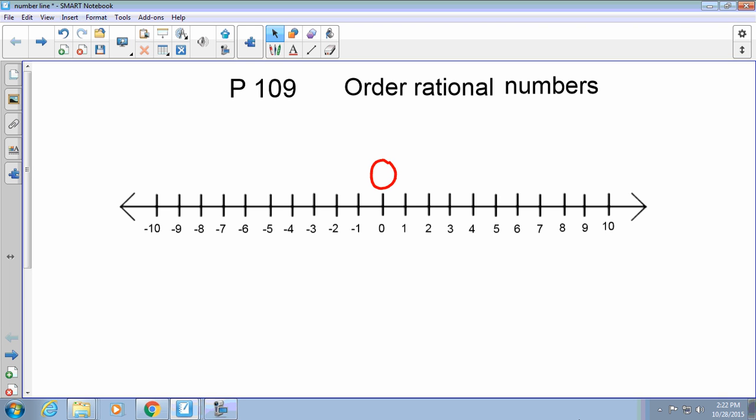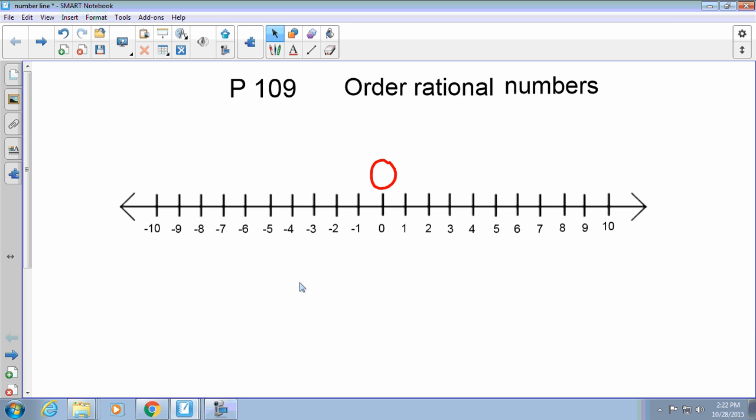We are on page 109 today, and we are working on ordering rational numbers. Again, it all starts with 0. We need to find and identify where 0 is on our number line. The very first problem on page 109 talks about a table that shows the average December temperatures in 5 cities.